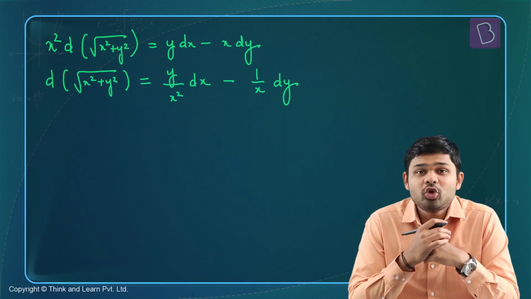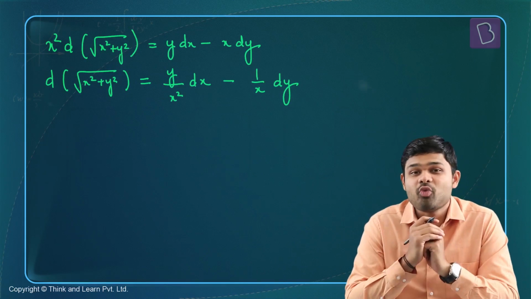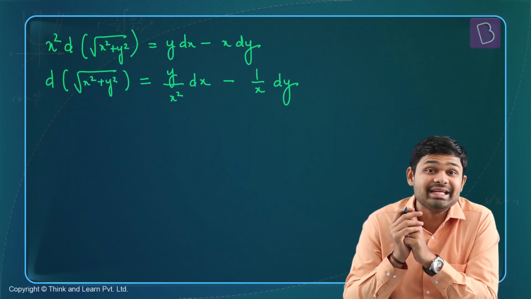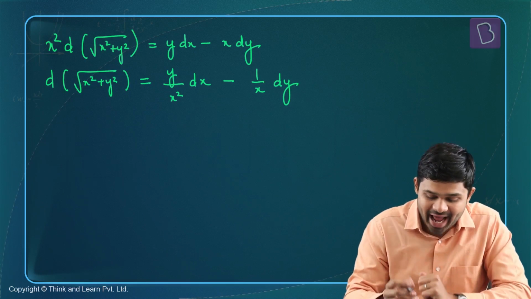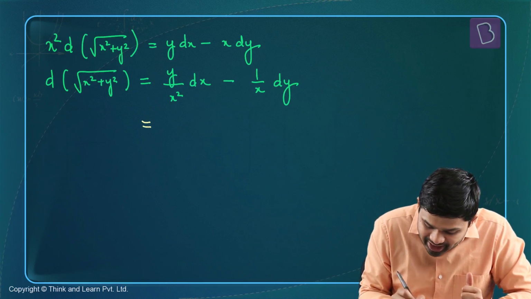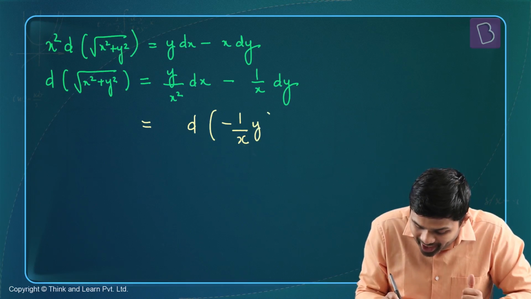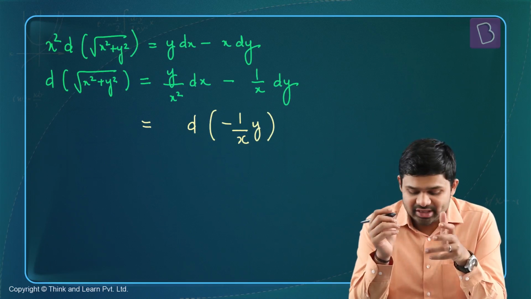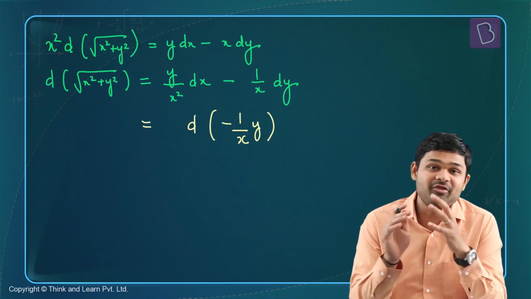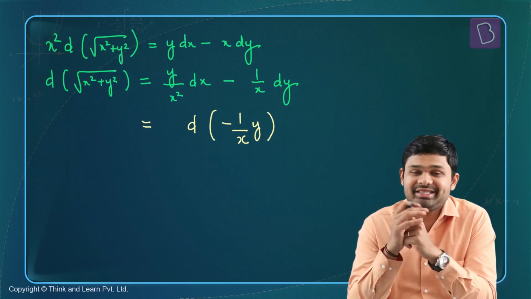Correct? So now look at the pattern on the right hand side. Well, you have y over x square dx and negative of 1 over x dy. When you differentiate 1 over x, you're going to get negative 1 over x square. So if you differentiate negative 1 over x, you are going to get 1 over x square dx. So isn't this nothing but the derivative of negative 1 over x into y? So when you differentiate the first term, you're going to get negative 1 over x. The differential of that is 1 over x square dx and then y as it is. And then the second term, when it's getting differentiated, you'll have negative 1 over x as it is and dy.